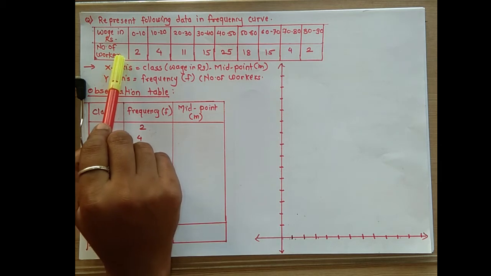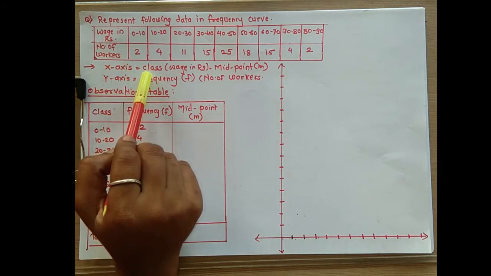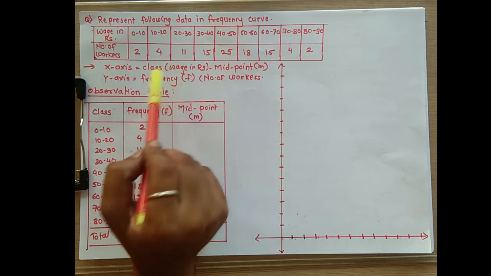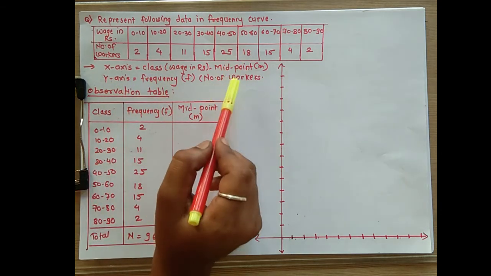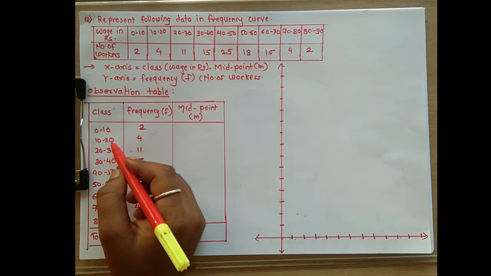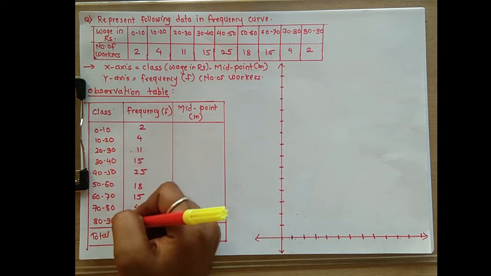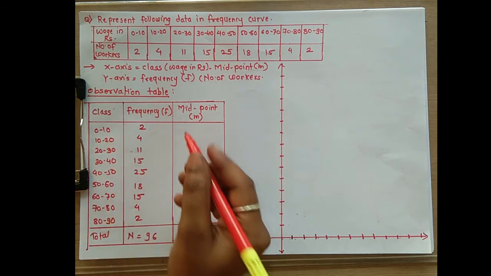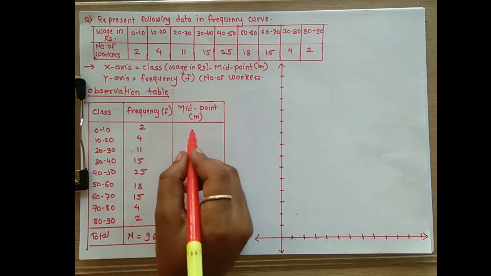For drawing a frequency polygon we need on x axis the midpoint of classes and on y axis the frequencies. Here is the observation table. In the observation table we need the classes, frequency and the midpoint of the given classes. The classes contain 0 to 10, 10 to 20, 20 to 30 up to 80 to 90. We have to calculate the midpoint here.